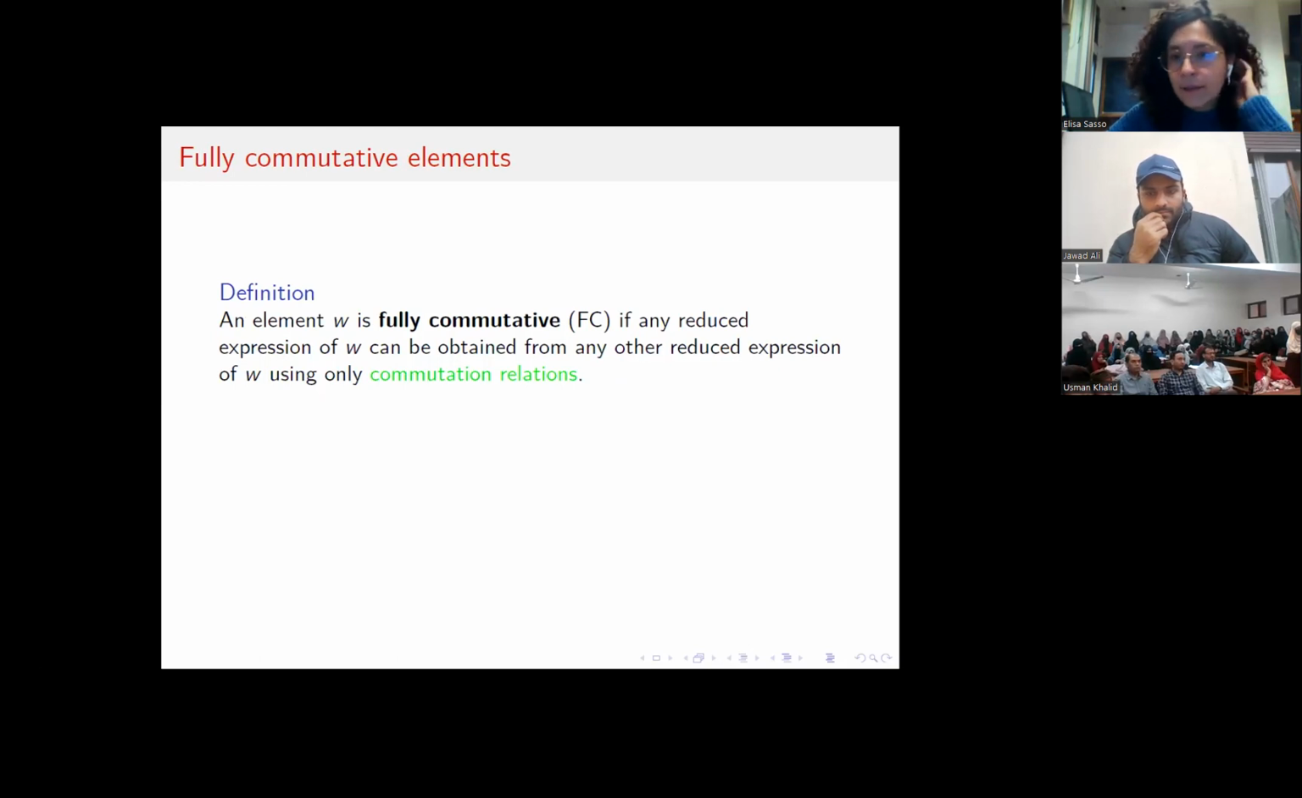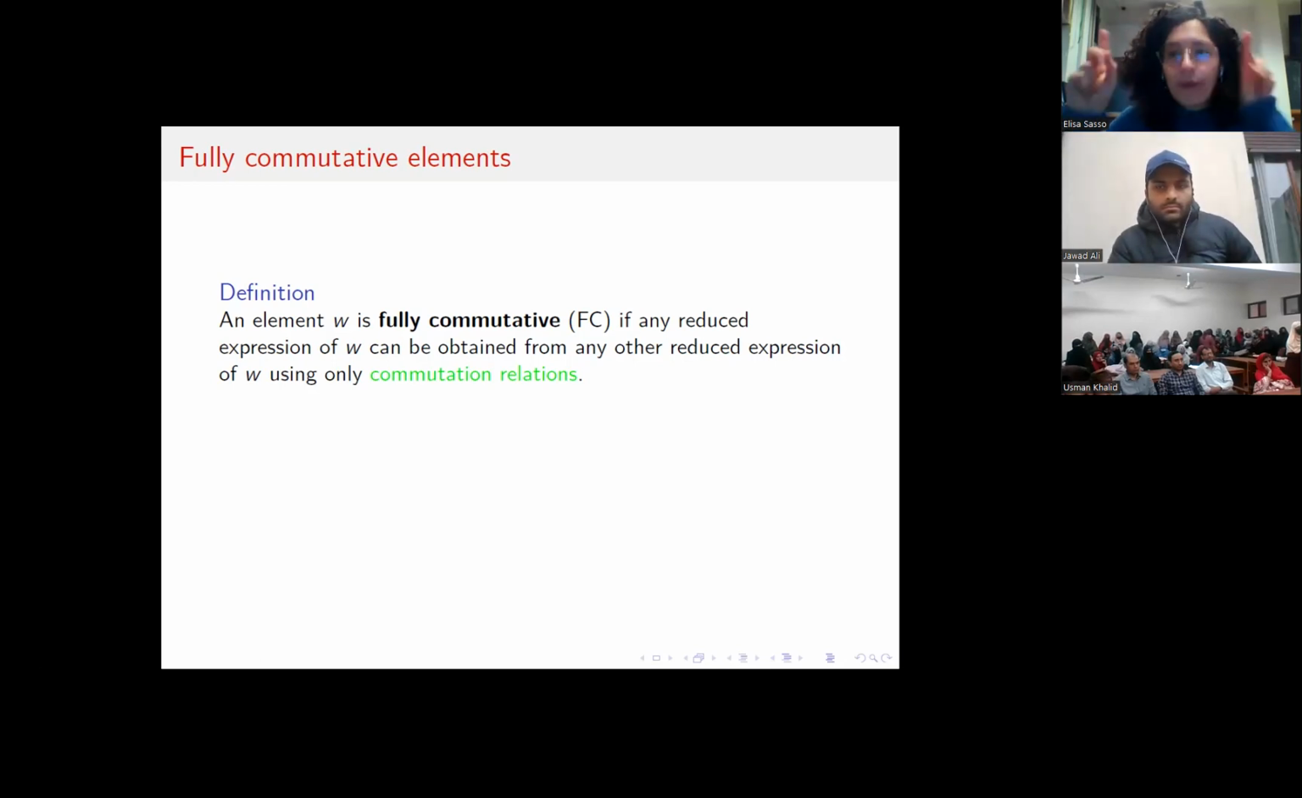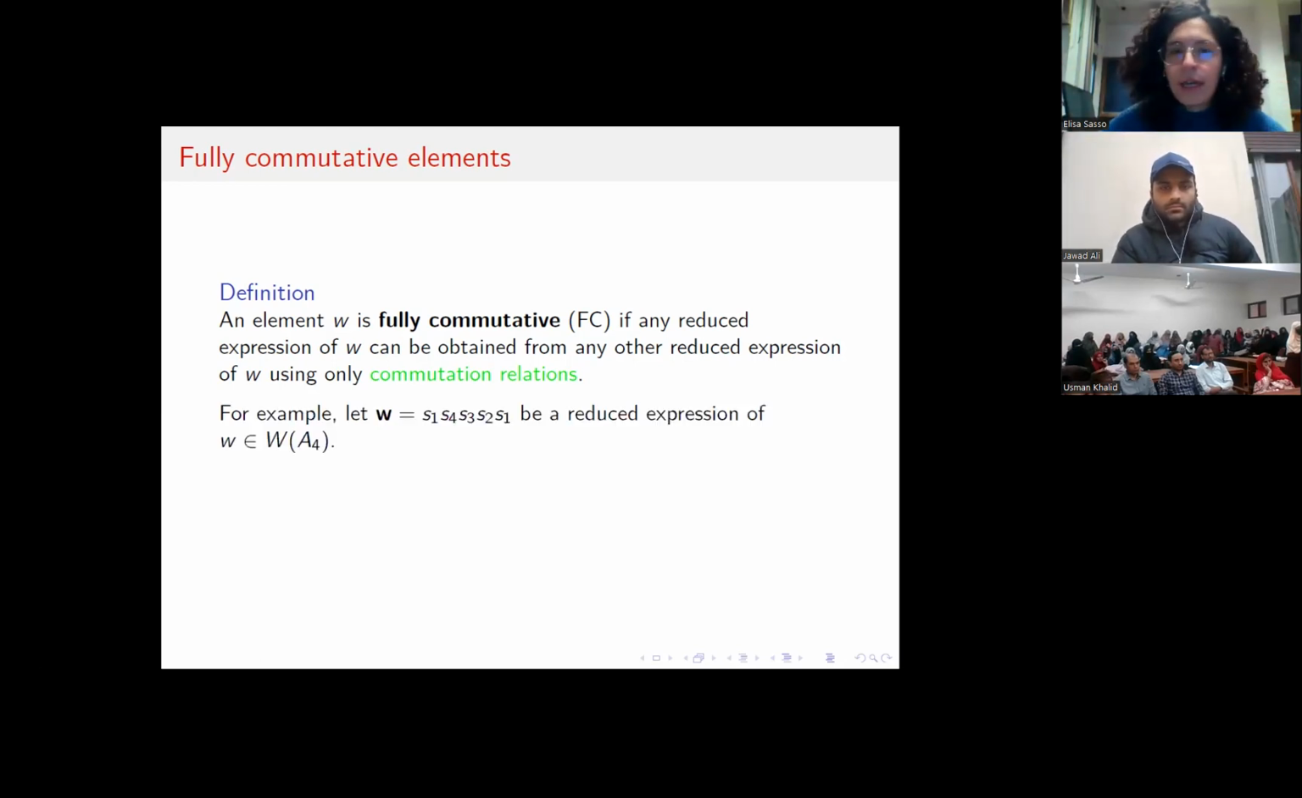And it leads us to another definition of a subset of elements in the Coxeter group, which is the set of fully commutative elements. So an element is fully commutative if the reduced expressions can be obtained one from the other using only commutation relations. So no braid relations, only commutation relations. Here I give you an example.